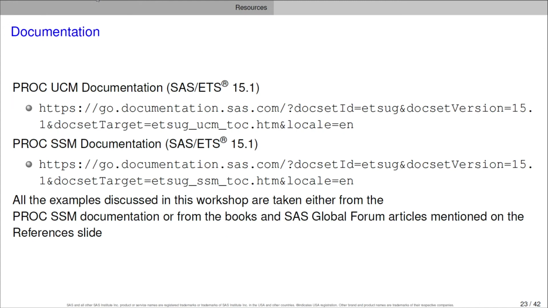This finishes the introductory discussion about PROC SSM. Shortly, we will see several concrete data analysis examples using PROC SSM. However, prior to that, let us see where you can get additional information about state space modeling, PROC UCM, and PROC SSM. SAS documentation, which is freely available, is a good starting point. The UCM and SSM procedures are part of SAS ETS. Let us quickly check the SSM documentation link.